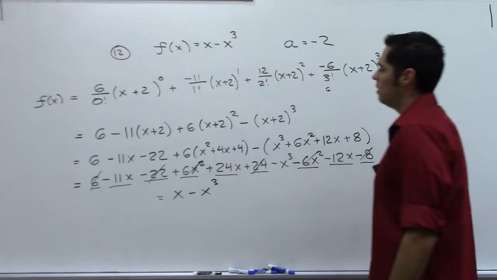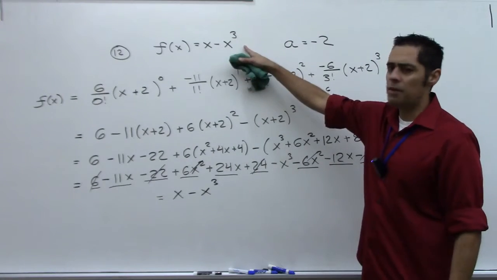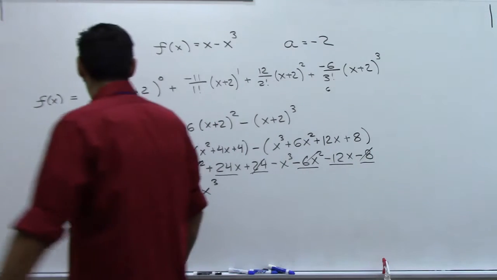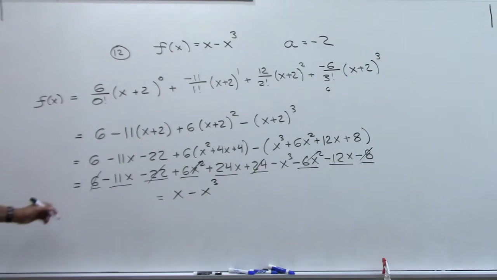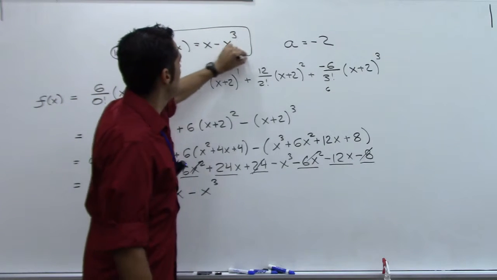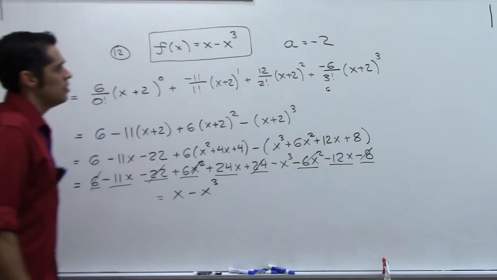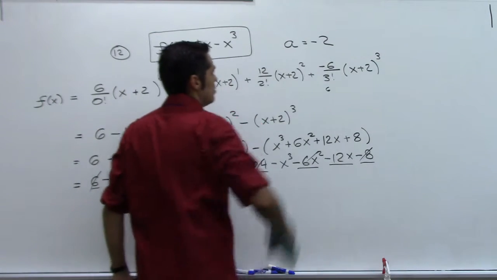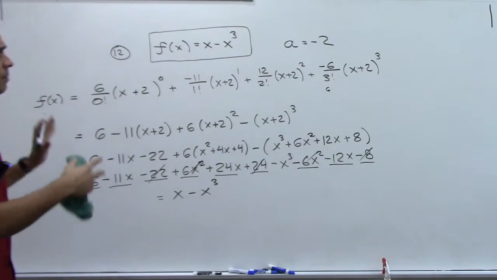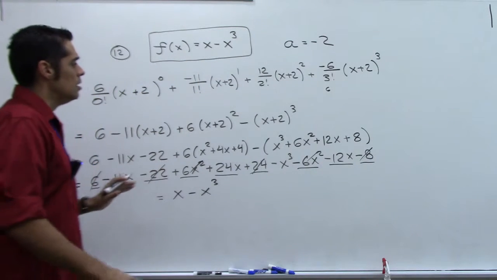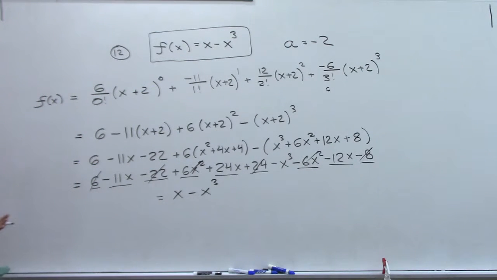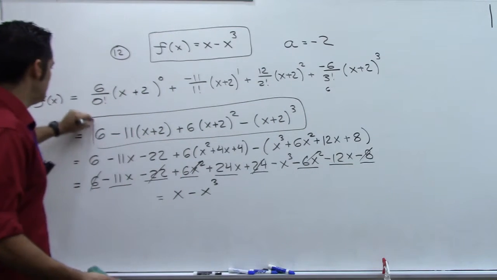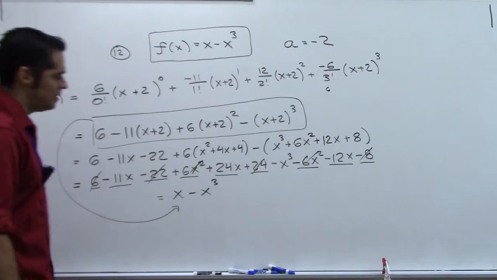Oh, whoa, whoa, wait, hold on. That's the original function. Look at that. So what we've said is that if you want to approximate this function near negative 2, centered at negative 2, so imagine that graph around negative 2, what should I use to approximate it? I should use this, but it turns out that this is actually the same function.